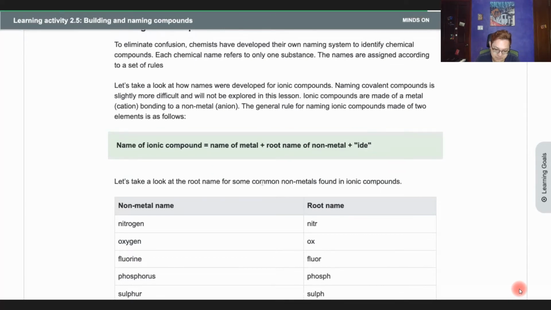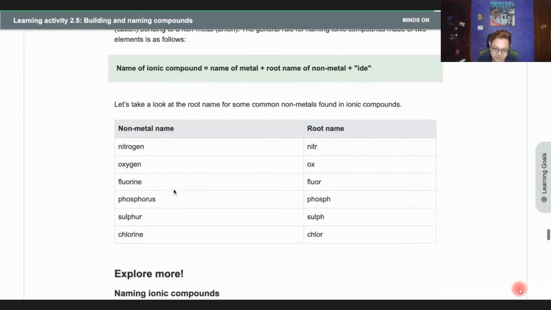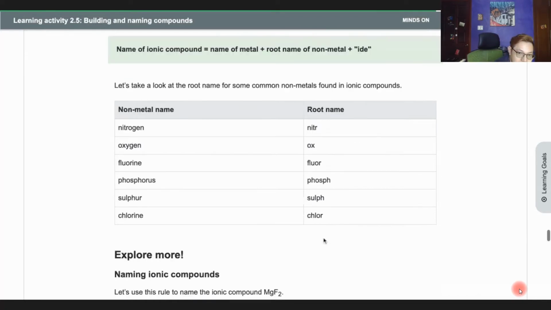Let's take a look at the root names for some common non-metals found in ionic compounds. Nitrogen, nitr. Oxygen, ox. Fluorine, fluor. Phosphorus, phosph. Sulfur, sulf. Chlorine, chlor.